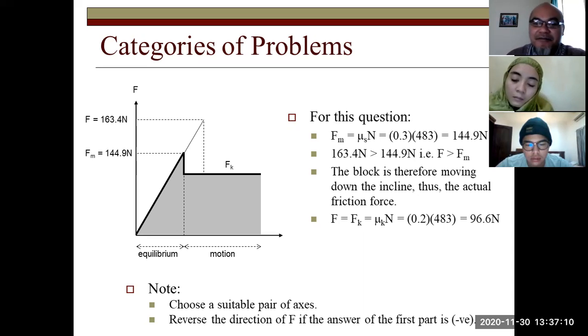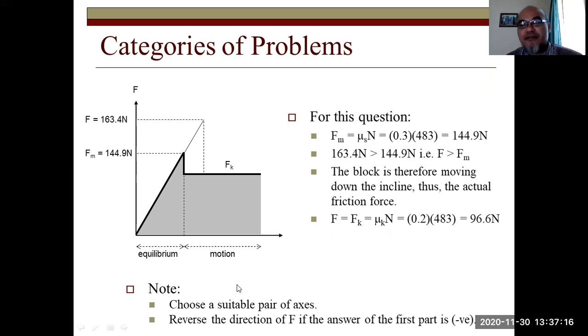investigate the case. So the note to be paid attention to here is that we have to choose a suitable pair of axes, then reverse the direction of F, the friction force, if the answer of the first part is negative. If the answer here is negative, not positive like this, then we know that the friction force would be the other way around.